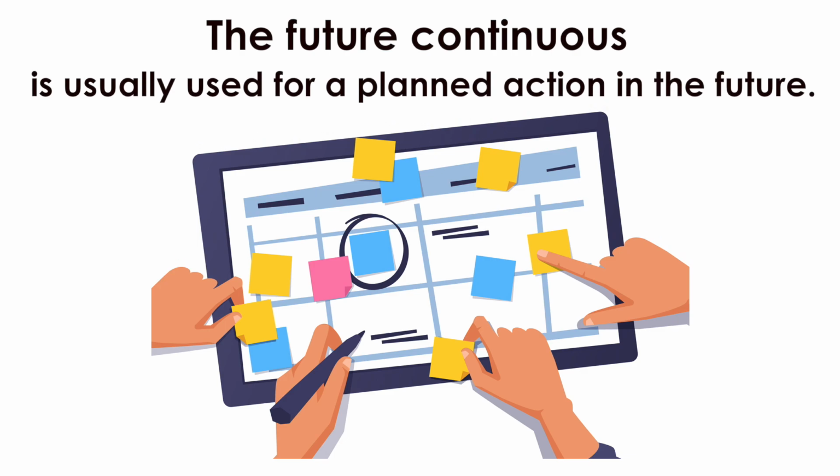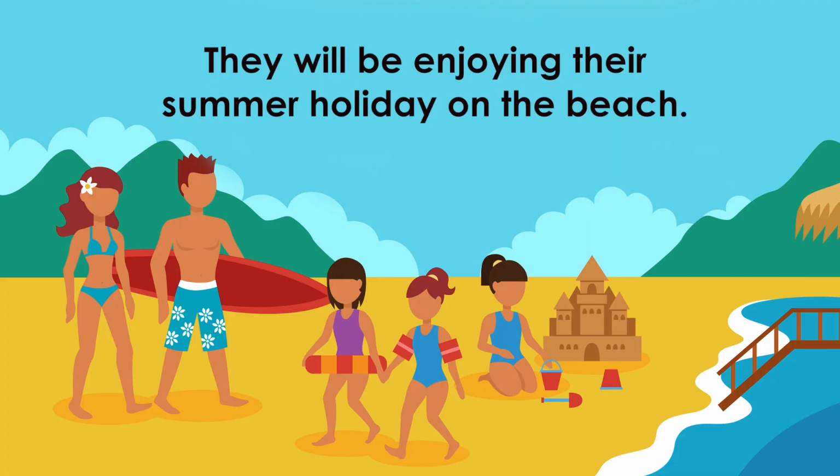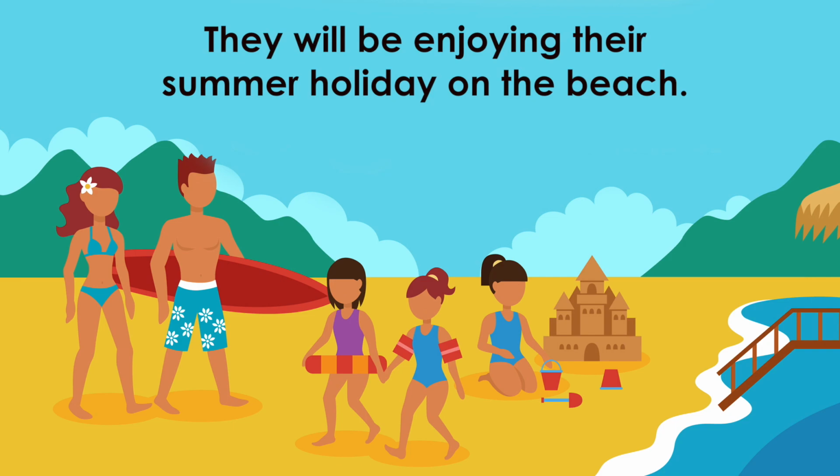The future continuous is usually used for a planned action in the future. For example, the family have booked their tickets. They will be enjoying their summer holiday on the beach.